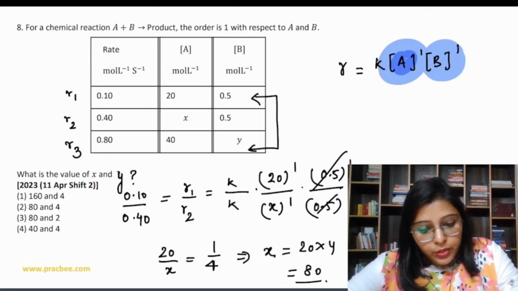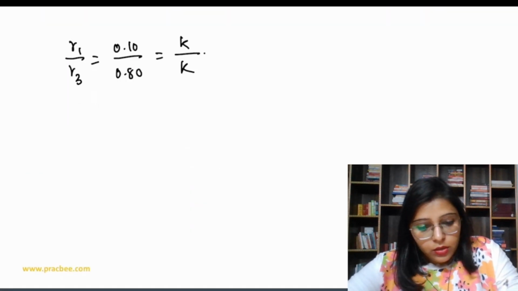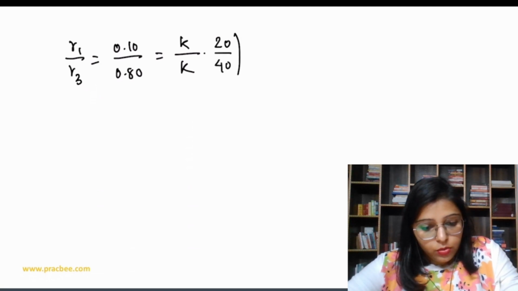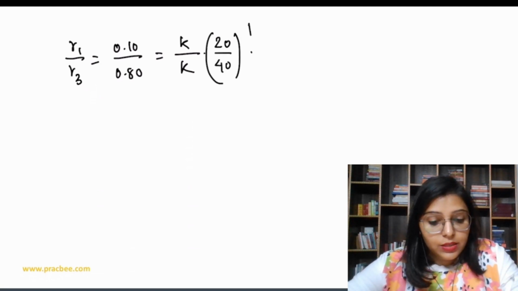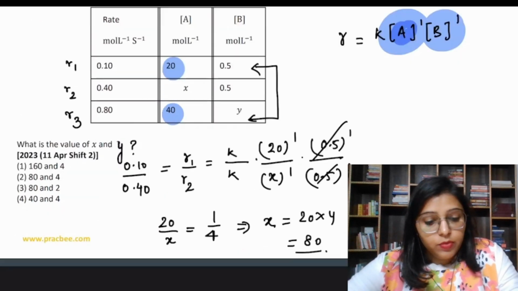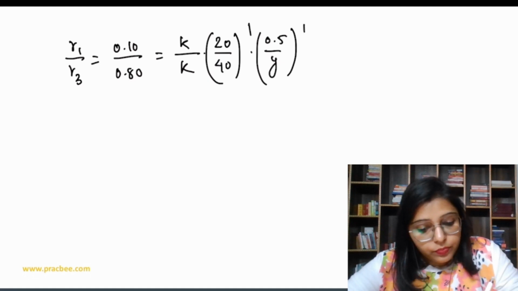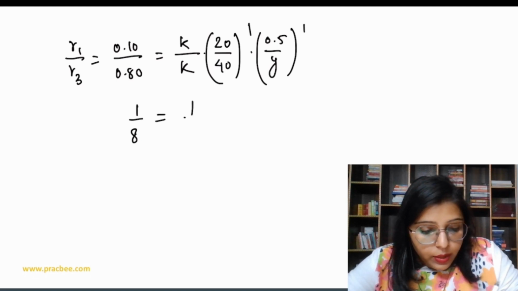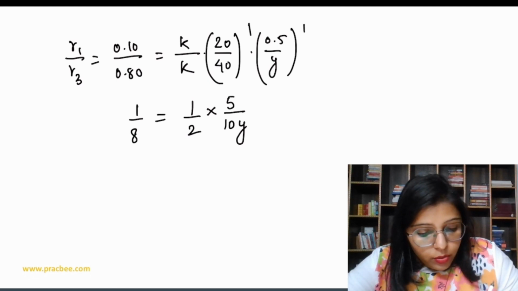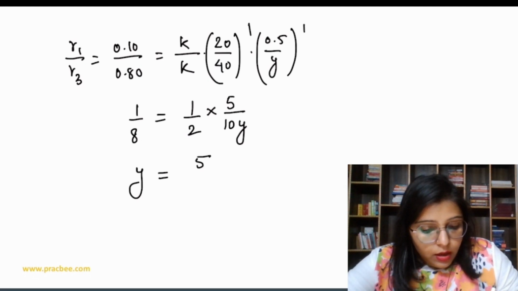Concentration of A over here is 20 upon 40. So this is 20 upon 40 to the power 1, because the order with respect to A is 1. And then we have 0.5 over y, and that is 1. So we get 1 by 8 equal to 1 by 2 into 5 by 10y. Okay, so y is equal to 5 into 8 upon 2 into 10.